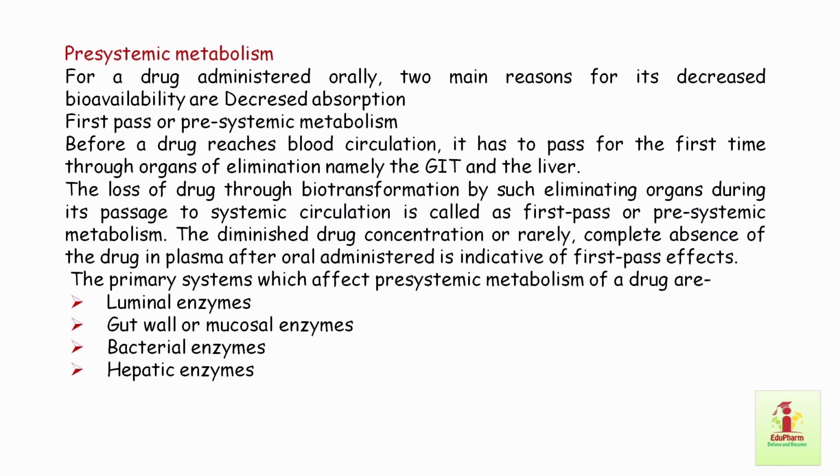The loss of drug through biotransformation by such eliminating organs during its passage to systemic circulation is called pre-systemic metabolism or first pass effect. The diminished drug concentration, or rarely complete absence of the drug in plasma after oral administration, is indicative of first pass effect. Four primary systems which affect pre-systemic metabolism of a drug are luminal enzymes, gut wall or mucosal enzymes, bacterial enzymes, and hepatic enzymes.